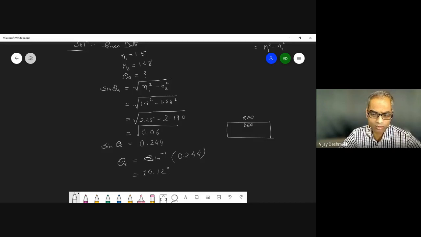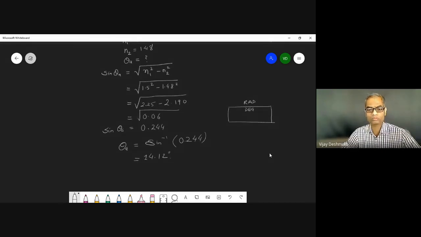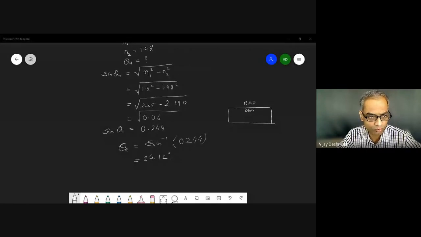Now, depending upon the calculator, this value may vary slightly. Sometimes you will get 14.1, 14.09, or 14, something like this. That is okay. This looks very simple. Of course, it is simple.